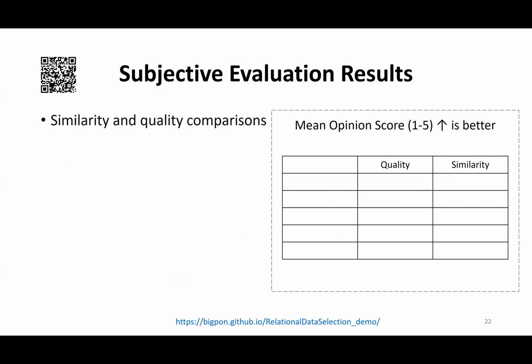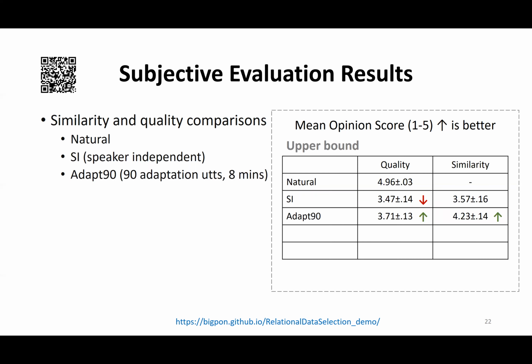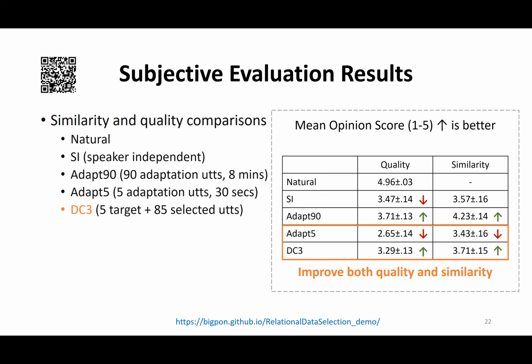For the subjective evaluation, the similarity and quality MOS tests were conducted. Natural utterance achieved almost 5 out of 5. However, the speaker mismatch caused significant quality degradation of the SI vocoder. After speaker adaptation with 8-minute target speaker data, both quality and similarity are significantly improved. However, if the speaker adaptation data is only 30 seconds, both quality and similarity are further degraded. On the other hand, with the proposed data augmentation, both quality and similarity are improved. Compared to the baseline SI vocoder, the proposed method improves the speaker similarity while keeping similar quality.